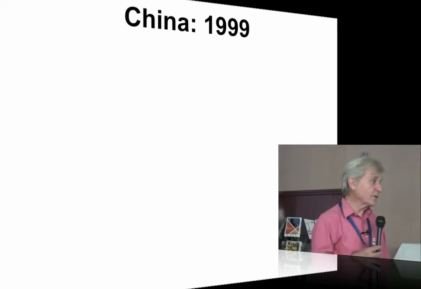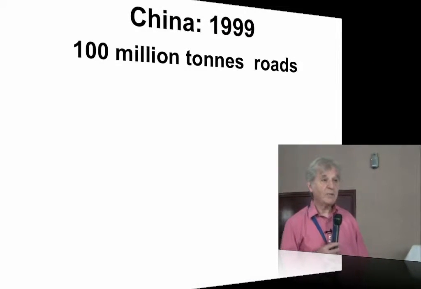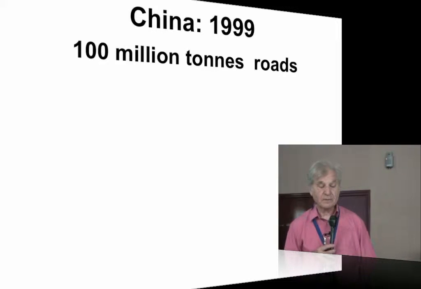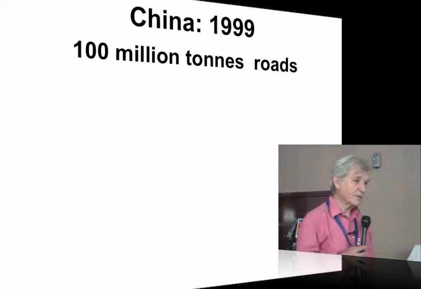In 1999, I visited China. I was invited by the Academy of Science at Beijing, and I met with several representatives of the Ministry of the Building Industry in China, and we discussed the potential applications of geopolymer cement. And I asked the Vice Minister, what would be the first use of geopolymer cement? He told me, no problem, roads. What quantities do you figure? 100 million tons of geopolymer cement. 100 million tons. So I started to calculate.